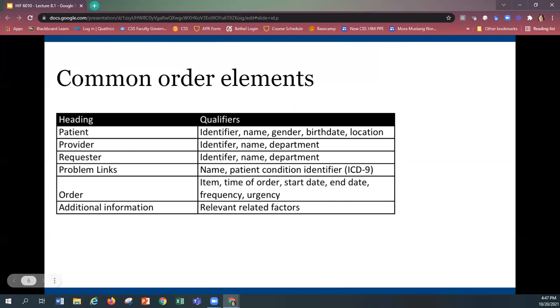Most orders contain common elements, including information regarding all parties to the transaction, including the patient, the requesting or attending physician, and the provider of the requested service. So this would be that radiologist or pharmacist, for example. Typically, the patient's condition is identified using a standard terminology such as ICD-10. The actual order itself usually captures the item request, the time of the order, start-stop dates, frequency, and urgency. Other factors may also be highlighted that may be complicating conditions, such as a pregnant patient or a patient with a pacemaker.